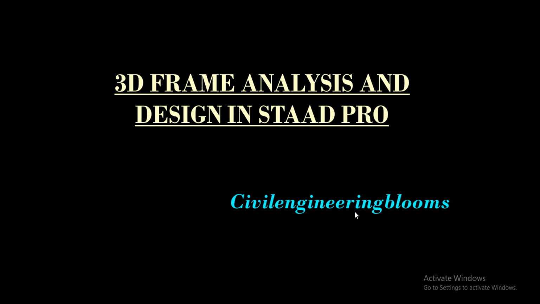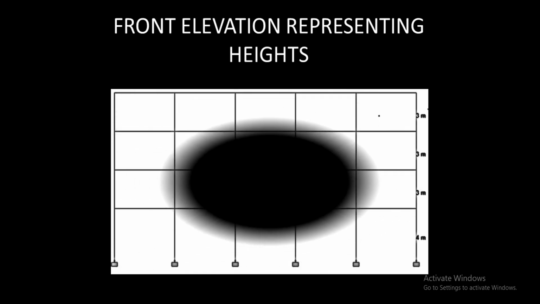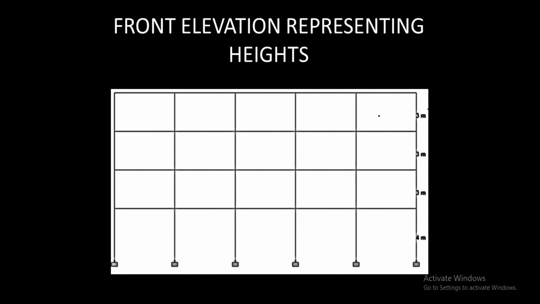In this video of StaadPro, we are going to see how to design a 3D frame and how to analyze and design in StaadPro. So these are the parameters I have taken. This is the elevation view of our plan which we are going to design. I have taken the ground floor height as 4 meters and the remaining floors are of 3 meters. And this is important to calculate the brick wall loads also.